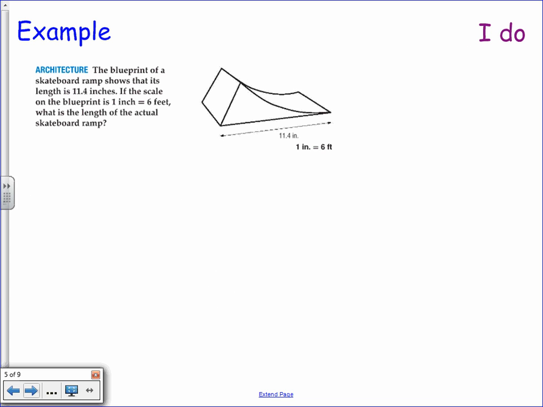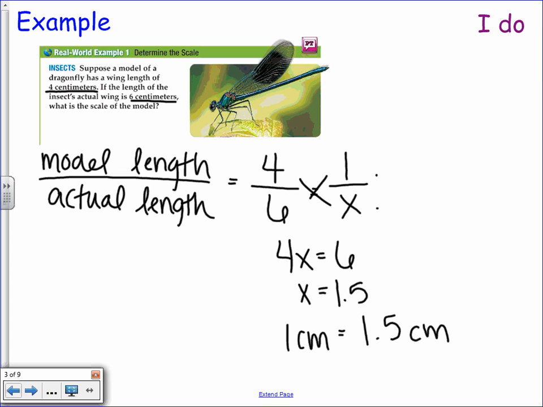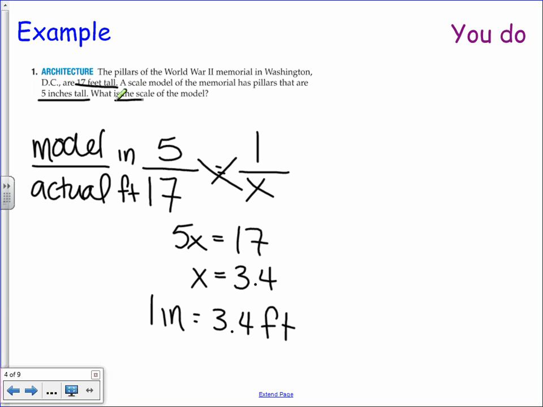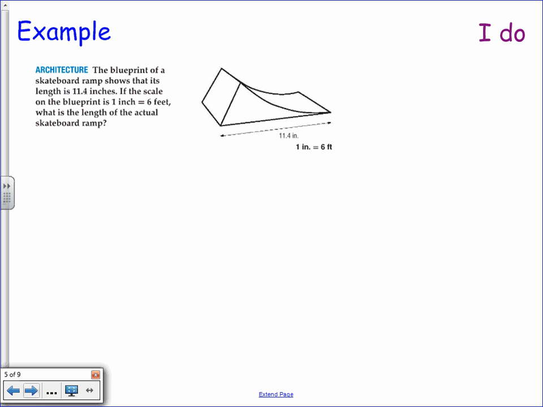All right, here's another example. The blueprint of a skateboard ramp shows that its length is 11.4 inches. If the scale on the blueprint is 1 inch equals 6 feet, what is the length of the actual skateboard ramp? Okay, now before, our questions were asking us, what is the scale of the model? Now this one is asking me, what is the length of the actual skateboard ramp?